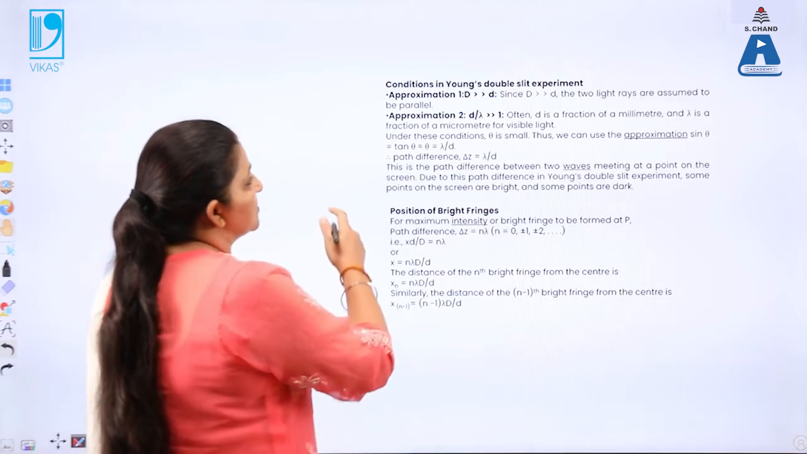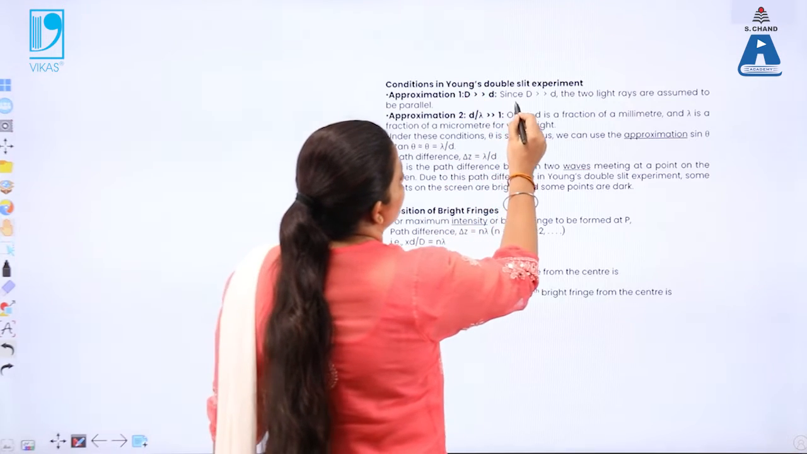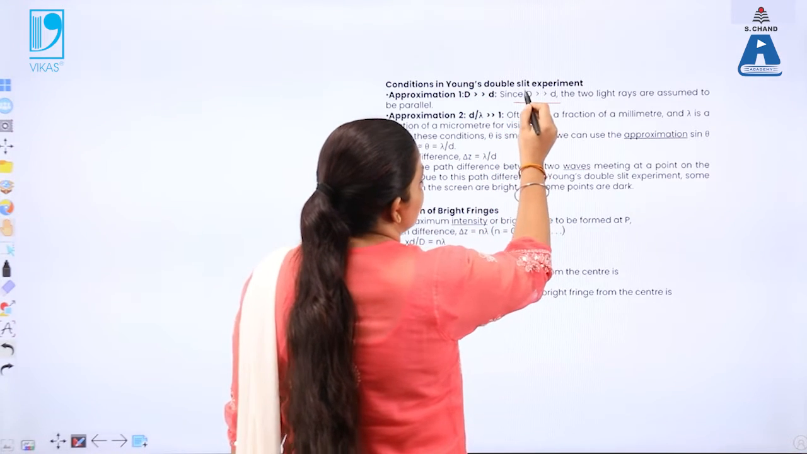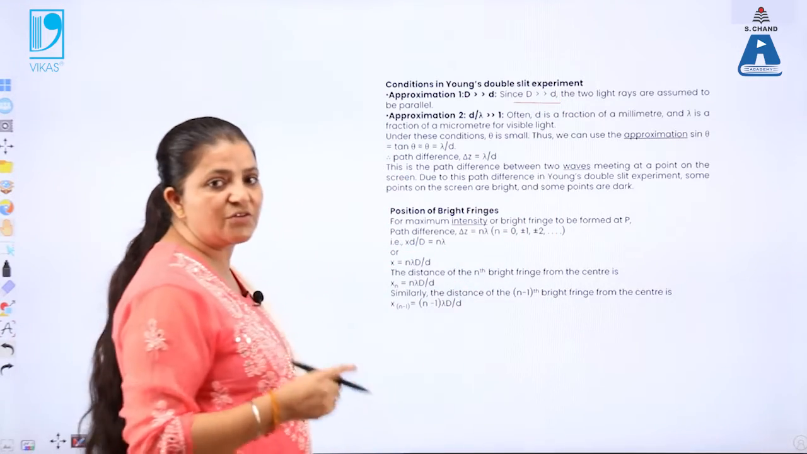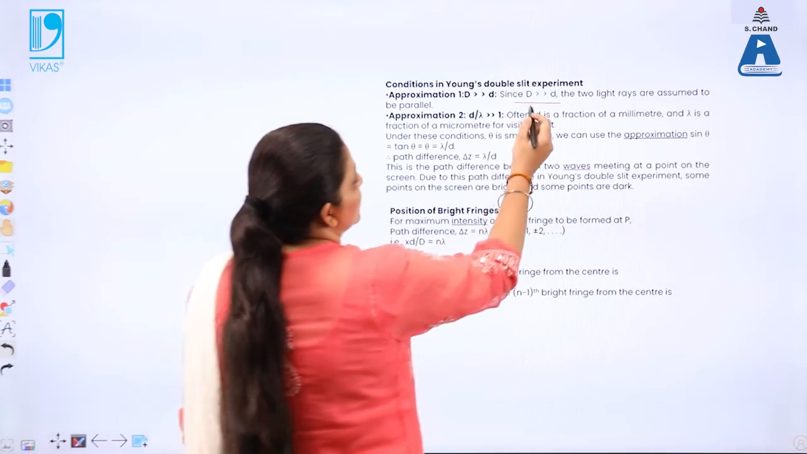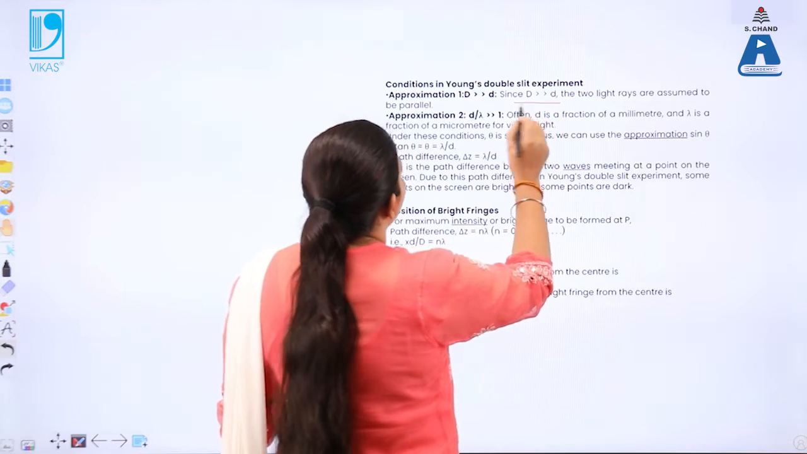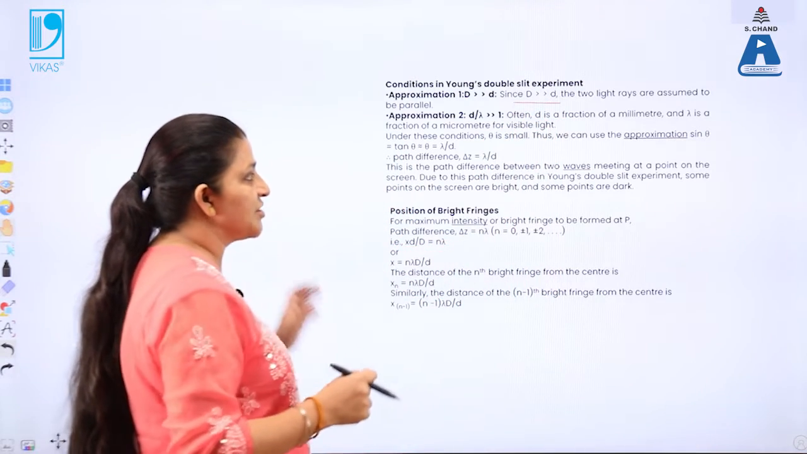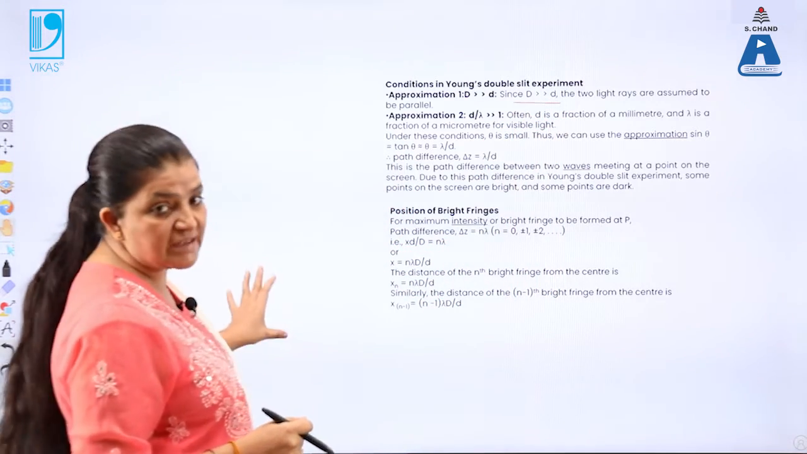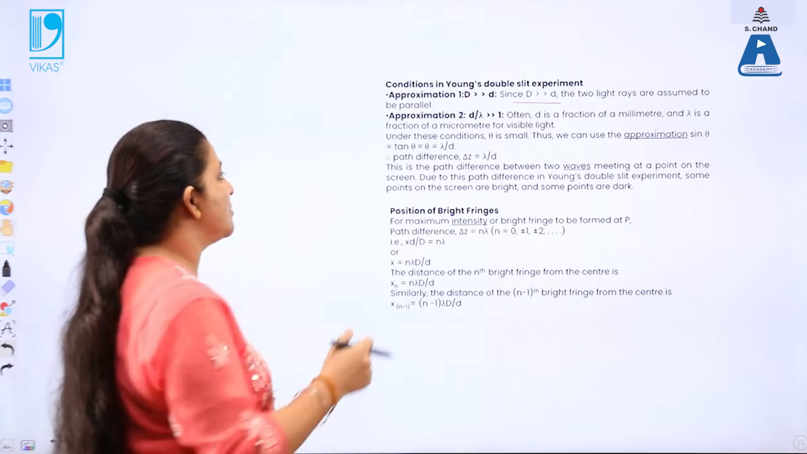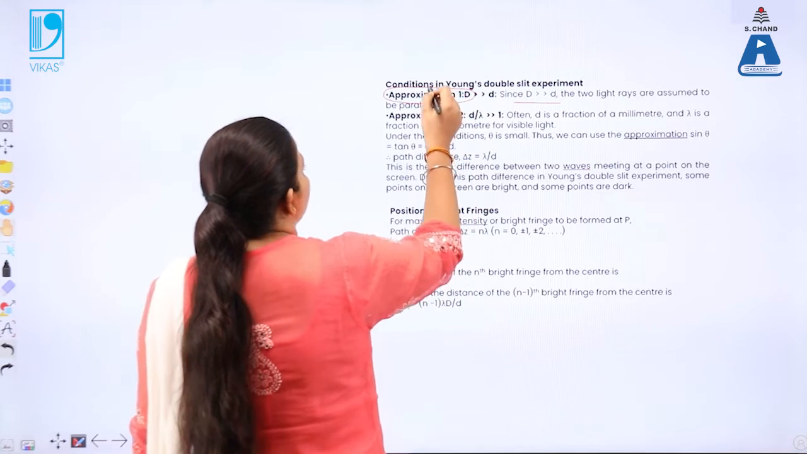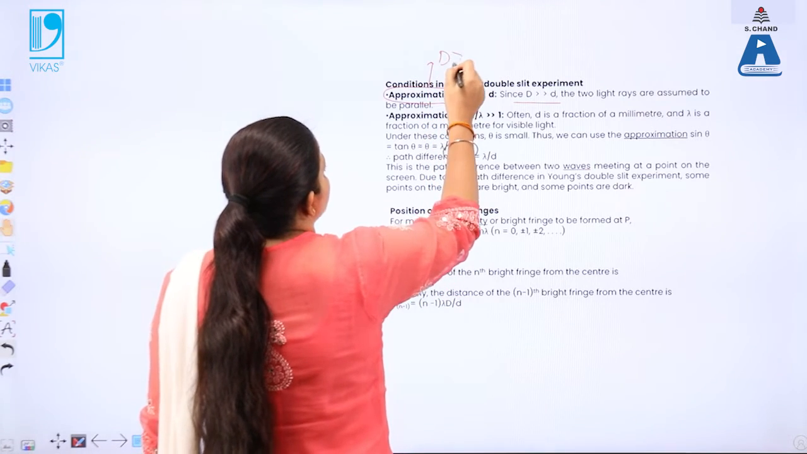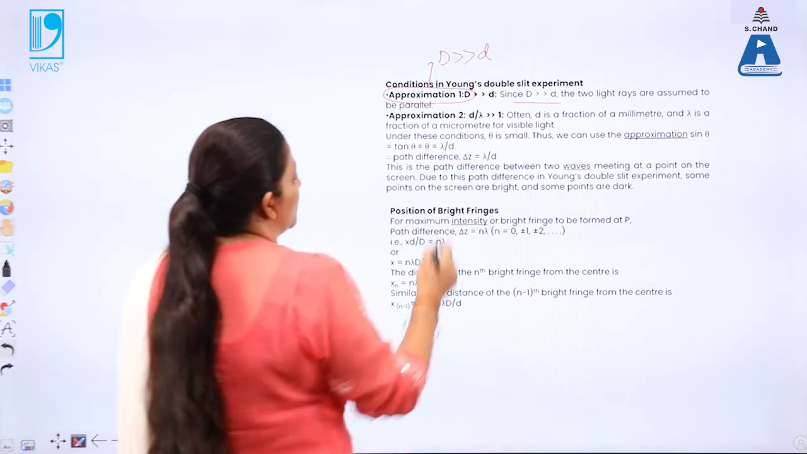The first condition is that the distance D, the distance between the slits and the screen, and small d, the distance between the two slits. D must be very much larger than d. That means the two rays coming from the two slits S1 and S2 are parallel to each other. So this is the first approximation applied: D is taken very much greater than small d.